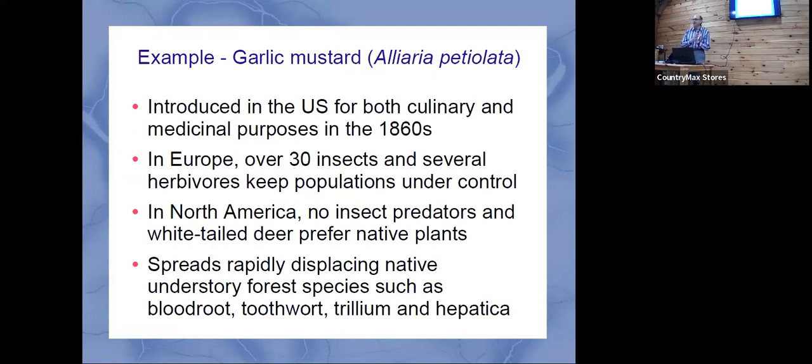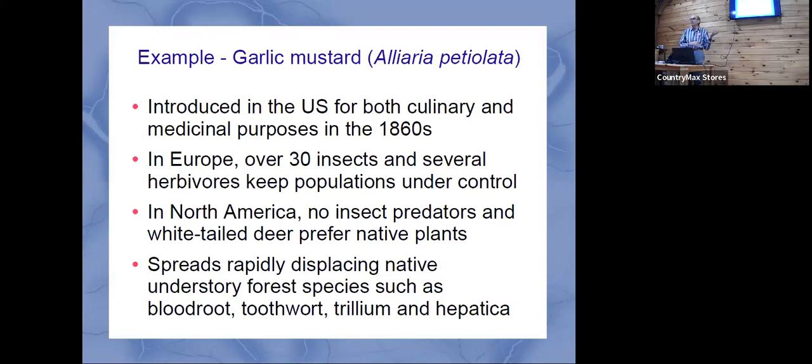Garlic mustard was introduced to the US from Europe for both culinary and medicinal purposes back in the 1860s, so over 100 years ago. In Europe, its native ecosystem, there are over 30 insects and several herbivores that keep it under control, so it's not a problem there. In North America, it has no predators. There are no insect predators, and our deer just don't like it. The deer eat everything else, but they don't like this.